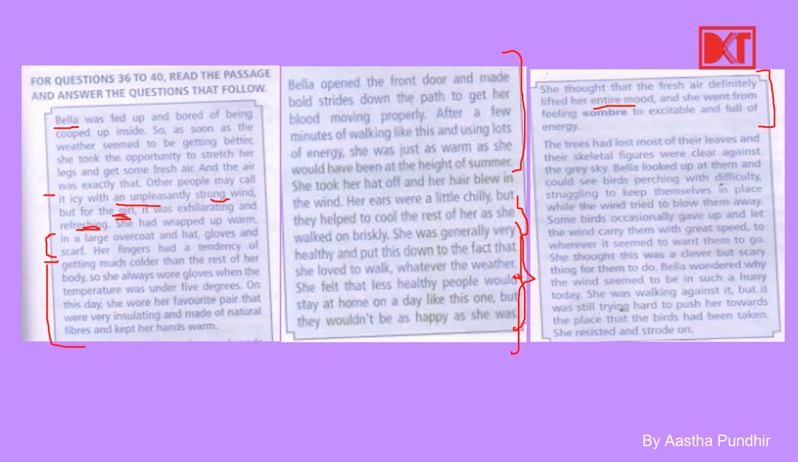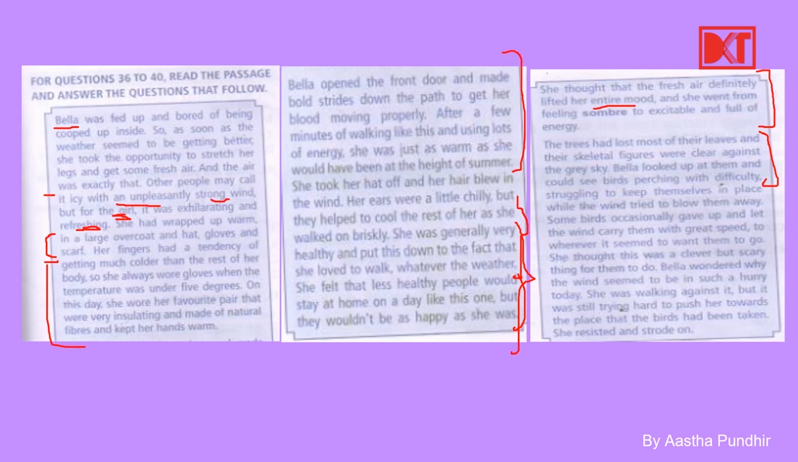Okay, then the trees had lost most of their leaves and their skeletal figures were clear against the grey sky. Bella looked up at them and could see birds perching with difficulty. Now she's looking around and she sees these trees have lost most of their leaves, so they are referred to as the skeletal figures. And she was looking at them, and she also saw that there were these birds who were feeling really cold.